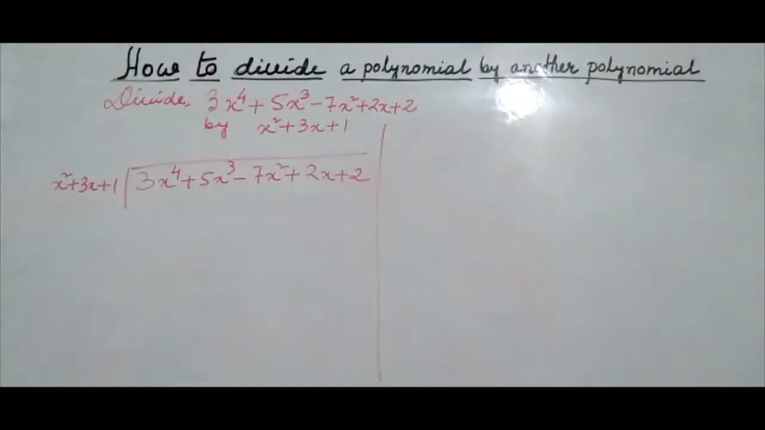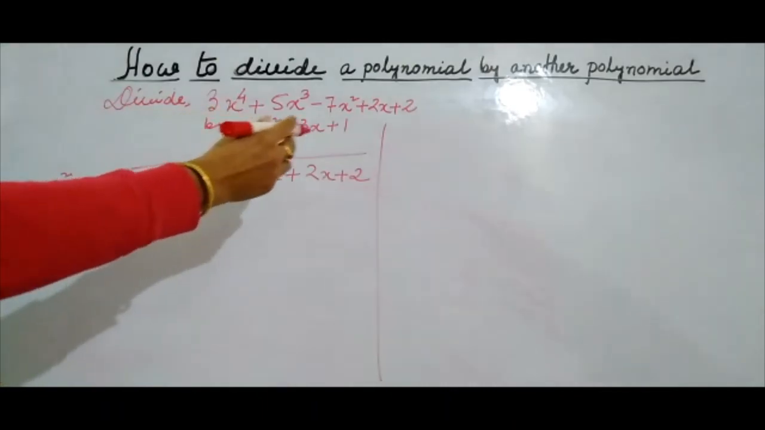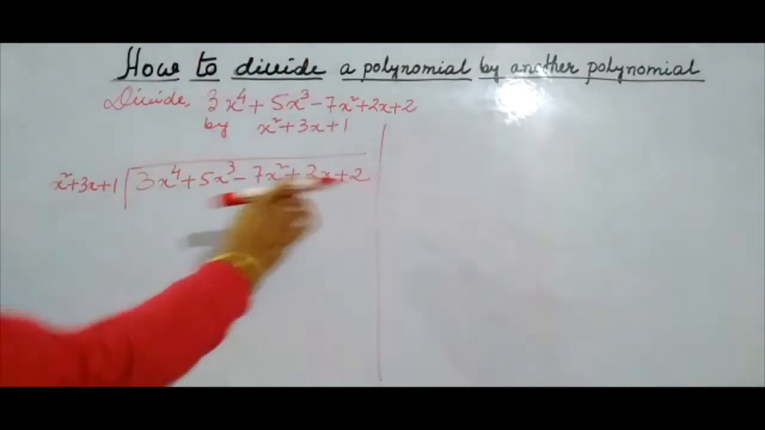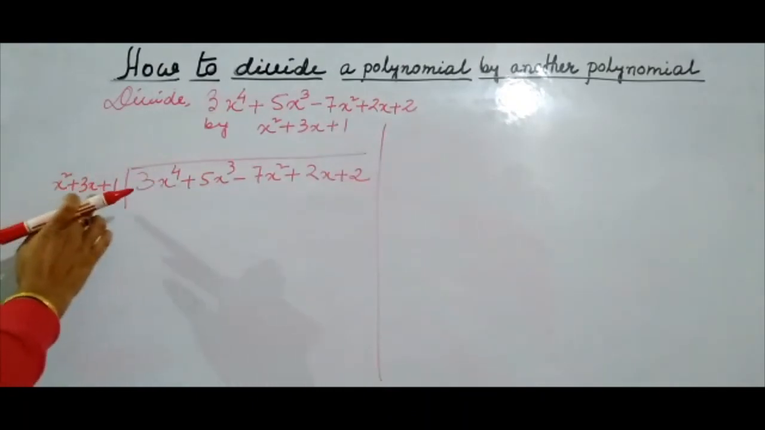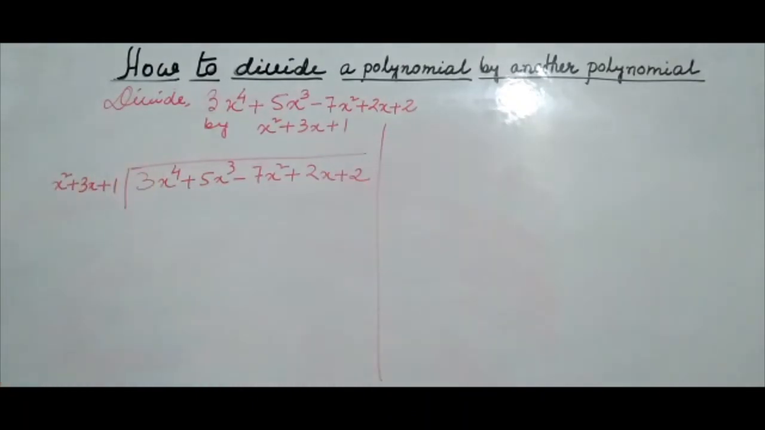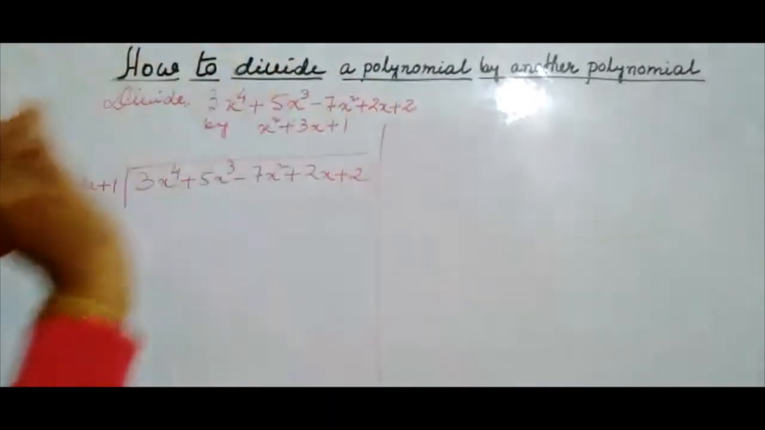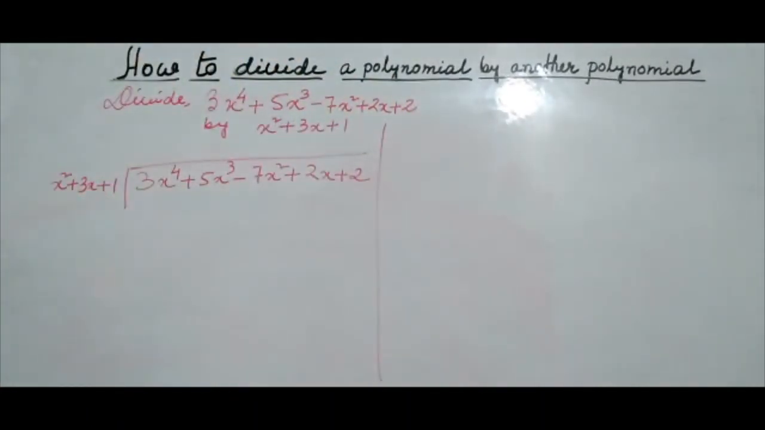So one last question we have taken: divide this polynomial by x square plus 3x plus 1. Here we have seen both the polynomials, dividend and divisor, are in standard form. So we are going to divide now. I'm not going to show you the division part now. By now you have become expert, I feel.